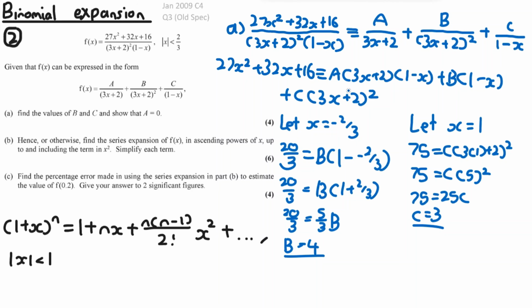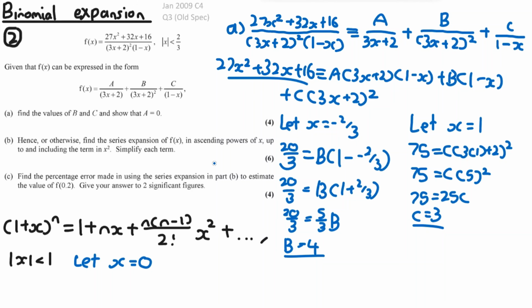Now we can't do a substitution to figure out a because it has both of these brackets, but what we can do is just sub in any other value for x, and therefore just figure out what a is by plugging in the values of c and b. So let's just let x equal 0.